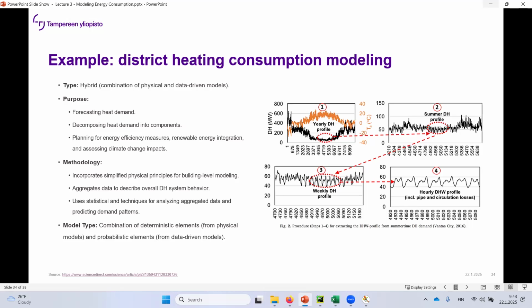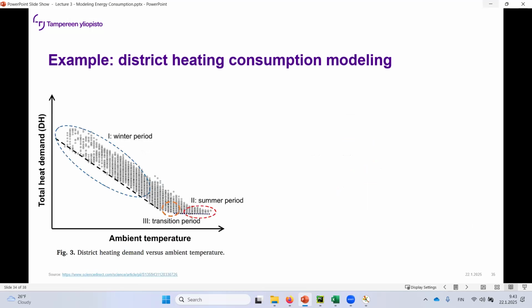So if you zoom in on it, you can see this summer profile, weekly district heating profile, and hourly district heating profile. So you can see there's Monday morning, Monday evening, and so forth. So that stays rather constant. And this is the same approach that I used in the household. So I got the idea from here. They do pretty much the exact same thing.